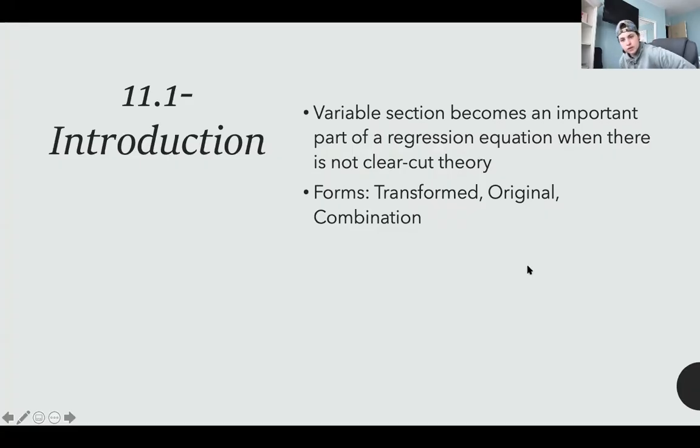So section 11.1 is just a little introduction. So far during this course, we assumed that the variables have been chosen in advance. There are some cases where theoretical or other considerations can determine the variables. In that situation, variable selection does not apply. So variable selection becomes an important part of the regression equation when there is no clear-cut theory.